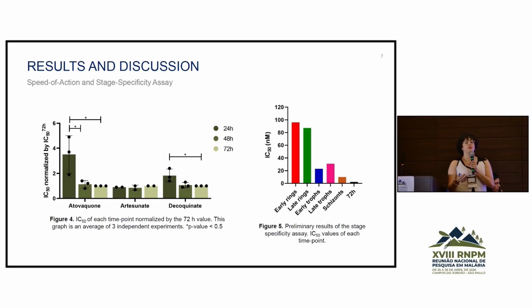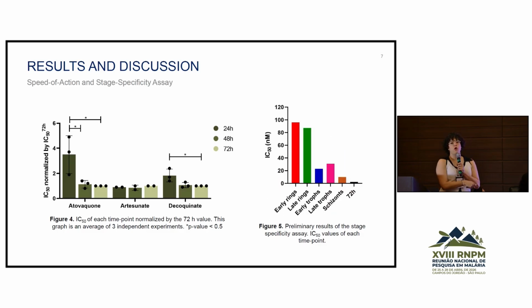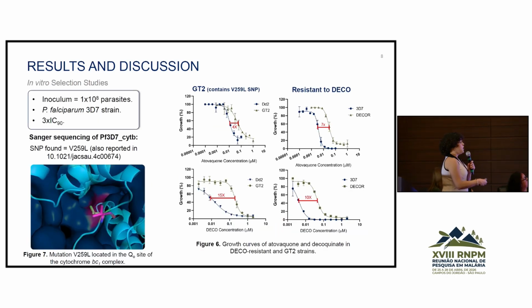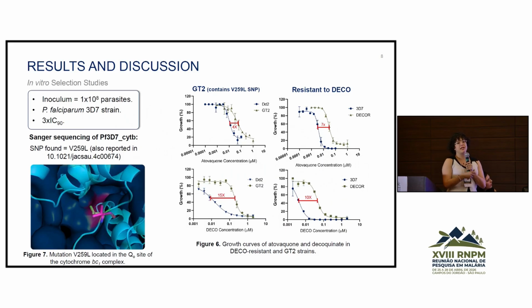And in figure 5, we have the preliminary results of the stage specificity assay, and this compound has this lower inhibition that is corroborating with the previous data. The next step was the in vitro evolution of the parasite to see if they would become resistant to the compound. We were able to get the parasites, and as described in the literature, the mode of action of this compound is via cytochrome B. We had the gene sequencing, and we identified the mutation V259L, and this mutation was described in the literature.